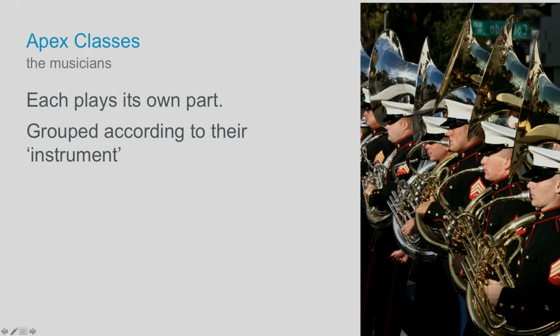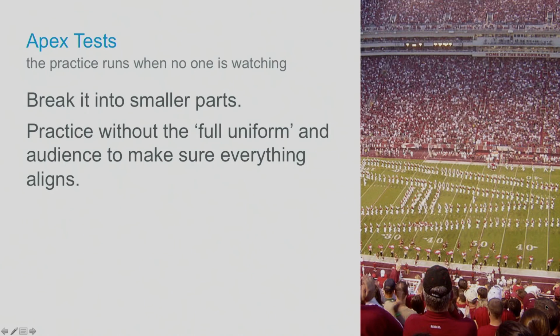We talked about the Apex classes. Those are the individual players, the performers, the things that actually do the automation. So we're going to have our trigger that indicates it's time for a particular instrument, if you will, to play its part in that automation. And those automations should be grouped according to what it is they're performing, just the way band members are grouped.